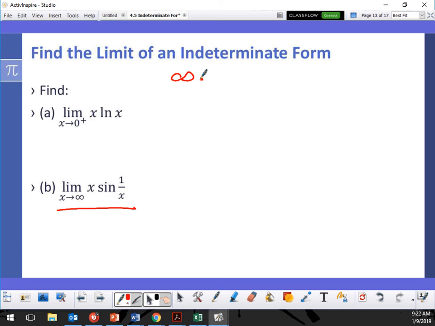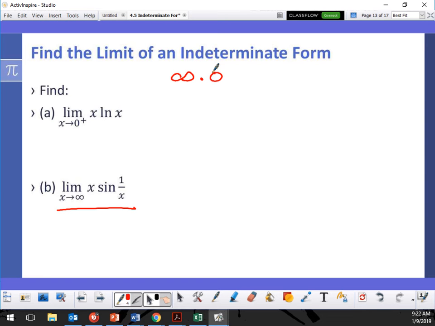Infinity is like going to 0. Yeah, it's going to 0, right? So sine of 0 is like going to 0. Yeah, sine of 0 is 0, right? So it's going to be infinity times 0. So that is my indeterminate form, right? So I need to change that up.